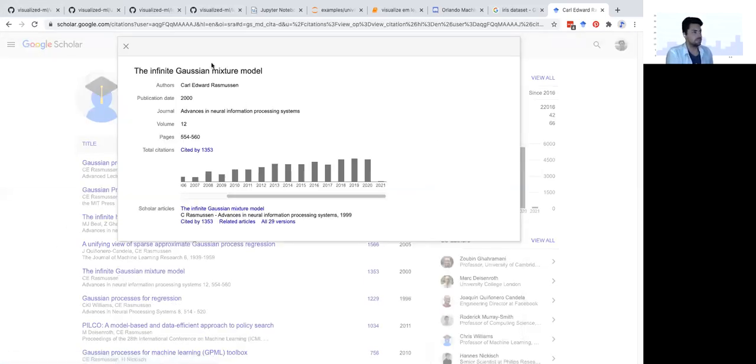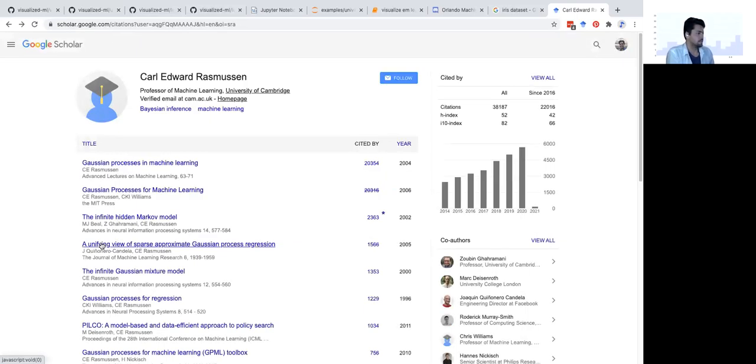So yeah, this was the infinite Gaussian mixture model, which I'm surprised has only been cited 1,500 times. But it seems like the infinite hidden Markov model has been cited even more. And these were also in NeurIPS like 20 years ago. So that's kind of cool.